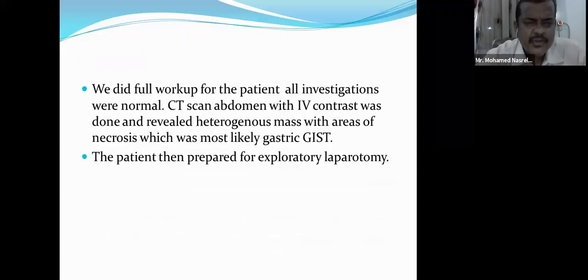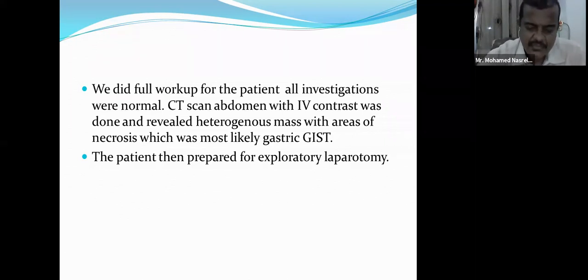We did a full workup for the patient. All investigations were normal, and a CT scan of the abdomen with IV contrast was done for him, and it revealed a heterogeneous mass with areas of necrosis, which was most likely a gastric tumor. The patient was then prepared for exploratory laparotomy because of his distress.